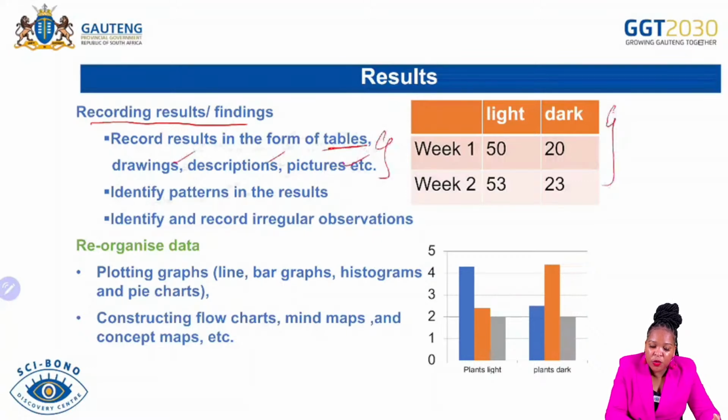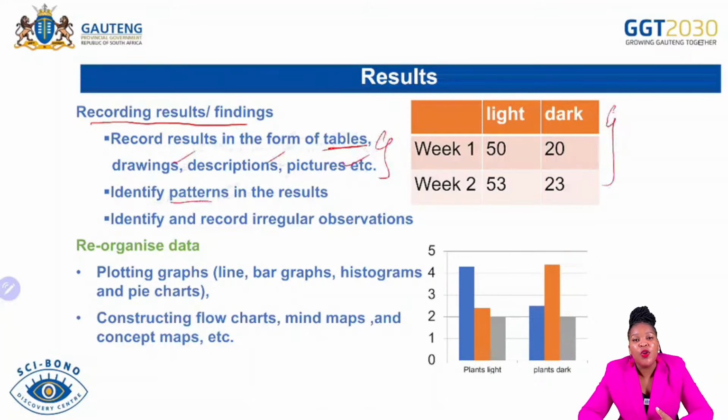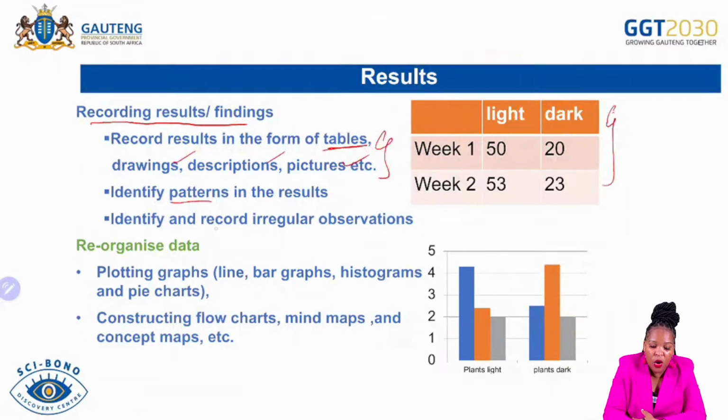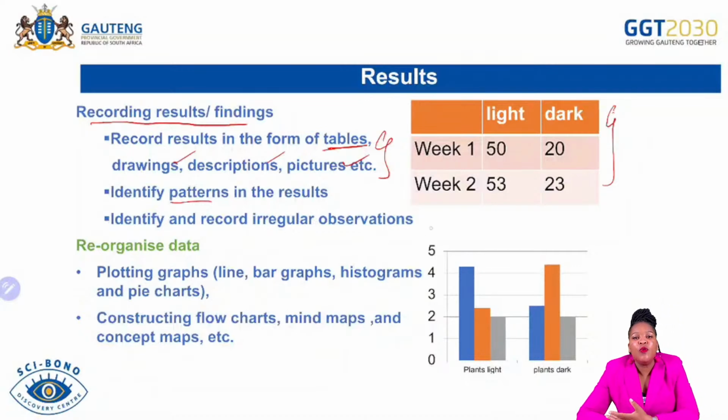And then you must also be able to identify the patterns in the results. So you don't just present those results. We need to be able to read what was collected. It must make sense to the person who's going to read. So be able to identify those patterns, and also identify and record irregular observations. It is not always where you are going to get the exact result as expected. So whatever that may have made your investigation go wrong, that also needs to be recorded, so that when another scientist comes, they may work on eliminating that factor.